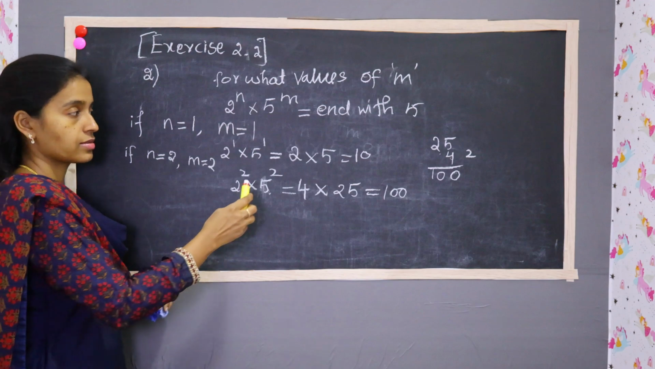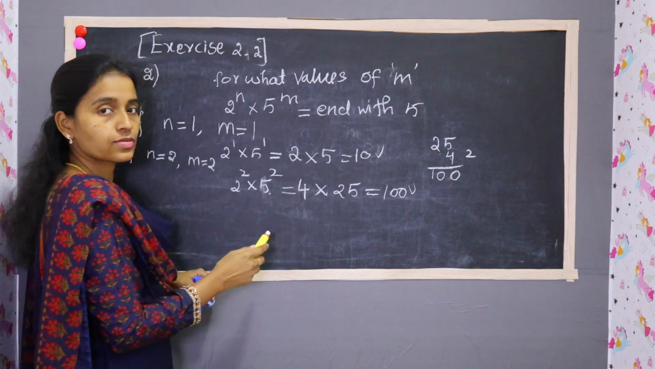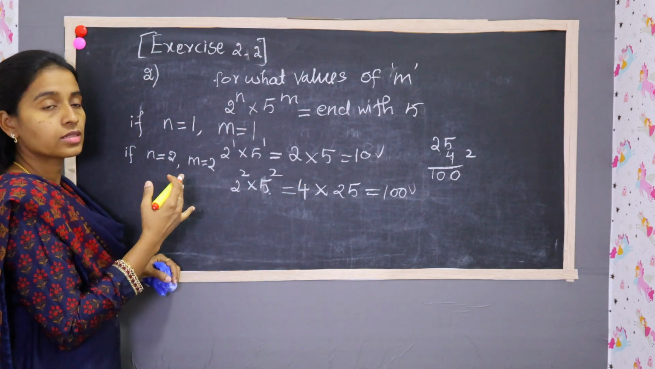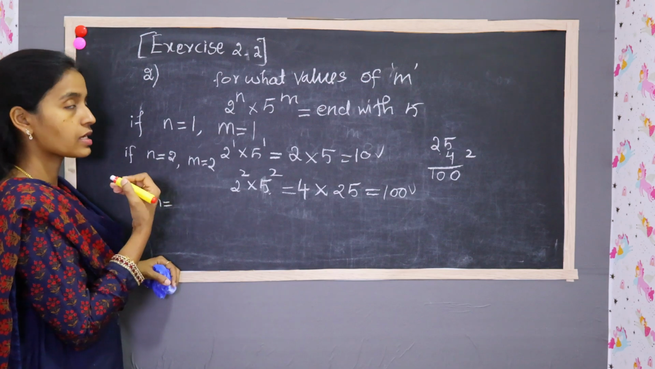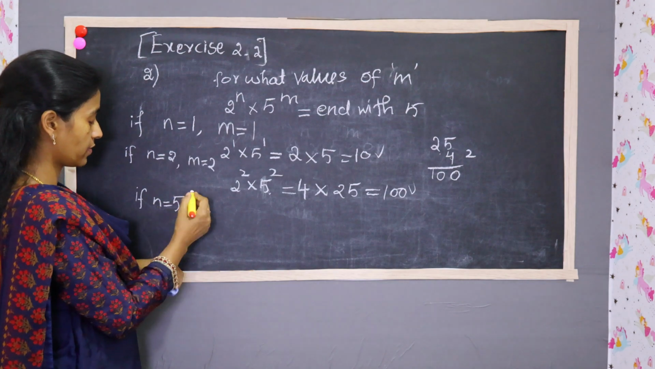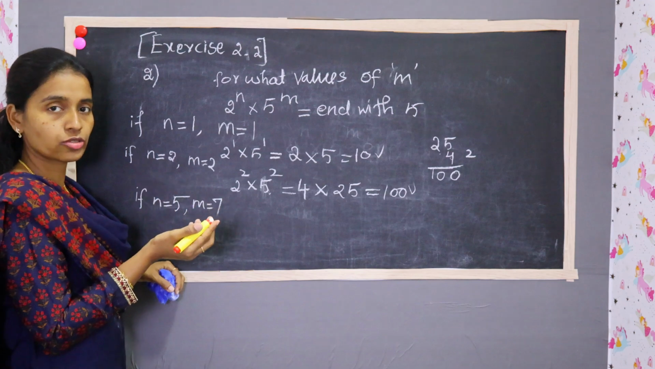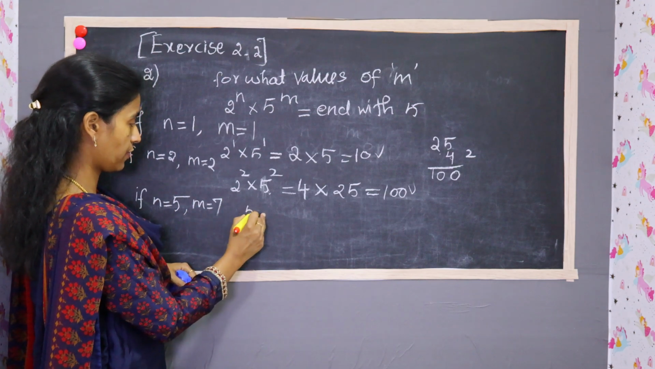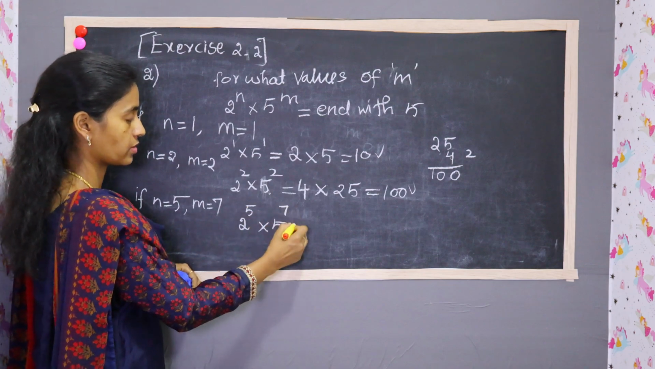Look at the answers. These two answers end with 0, right? And I'm checking some random values for n and m. I'm taking n equal to 5 and m equal to 7. Any values you can apply. Okay, I'm checking now: 2 power 5 into 5 power 7.